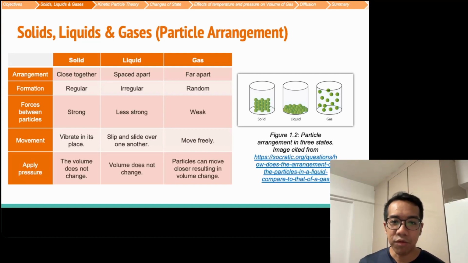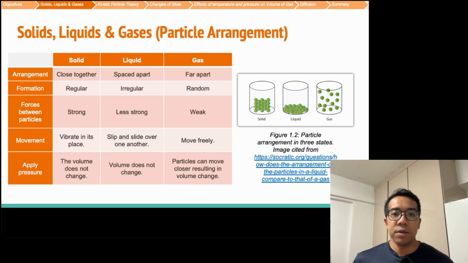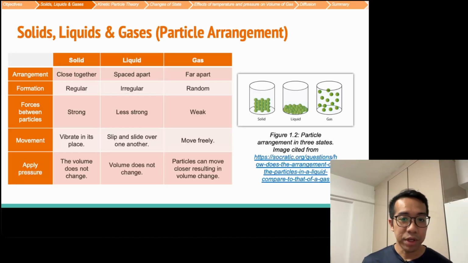One prime example from everyday life is, let's say you were to fill up water in a balloon. You can see that the balloon itself does not have a uniform shape, but will tend to flip and flop in its current state. Okay? Particles in a gas tend to move freely in a random formation. Okay?